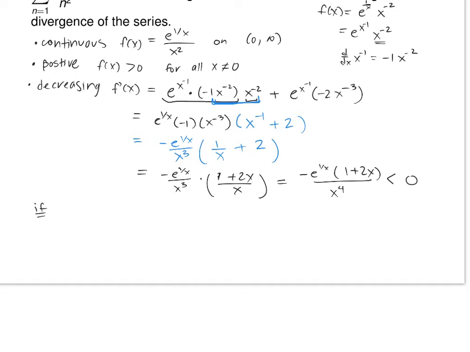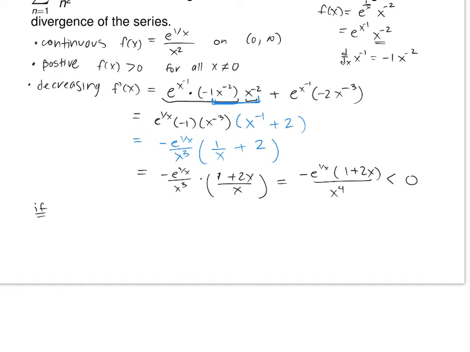Okay, so the x to the 4th is always positive, so don't worry about him, right? This e to this stuff is always positive, so this term is definitely always negative, right? But you gotta be careful that this 1 plus 2x, if that were negative, then you have a negative times a negative giving you a positive, right? So this top term will remain negative as long as 1 plus 2x remains positive.